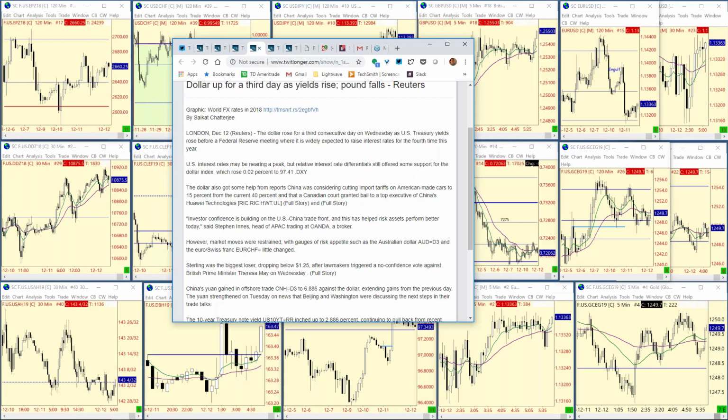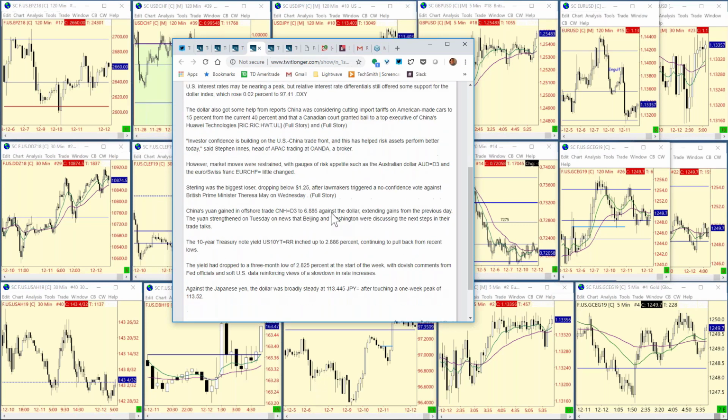Investors' confidence is building on the U.S.-China trade front. That has helped the risk assets perform better today, said Stephen Ince. However, market moves were restrained, with gauges of risk appetite, such as the Aussie and Euro Swiss franc. Sterling was the biggest loser, dropping below 125, triggered on a no-confidence vote. The 10-year Treasury yields inched up to 2.886, continuing to pull back from recent lows.